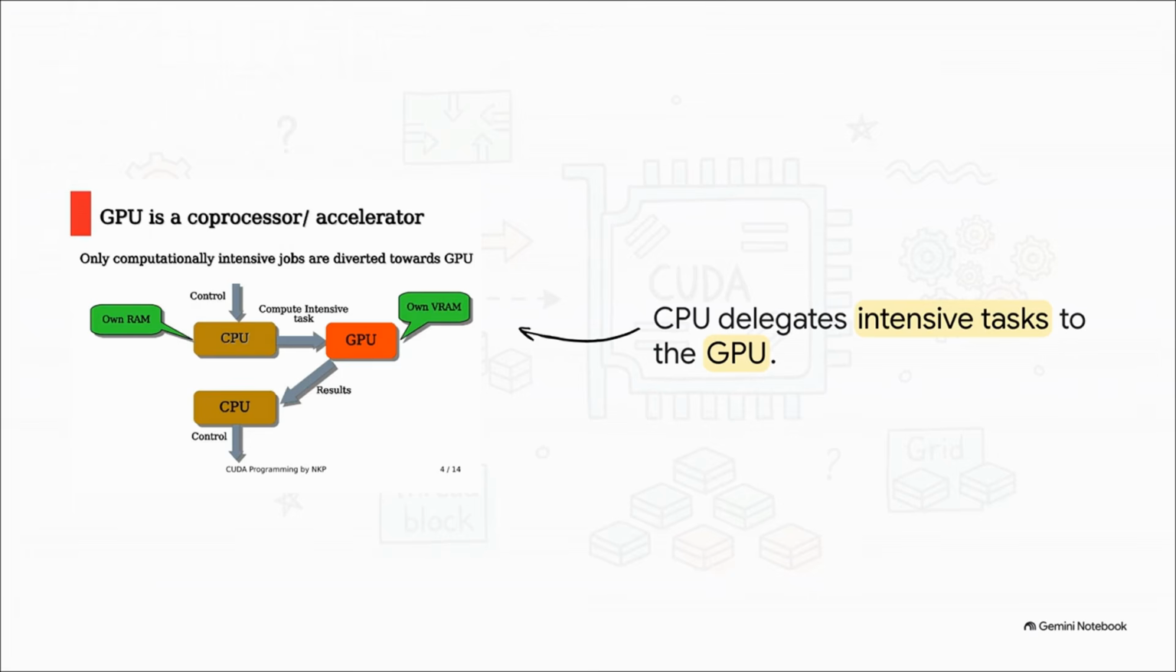And here's the kicker. The GPU doesn't use the CPU's memory. It operates in its very own isolated workspace called VRAM, or video RAM. Once the GPU finishes crunching those numbers, it passes the results right back to the CPU, which just picks up its control operations exactly where it left off.